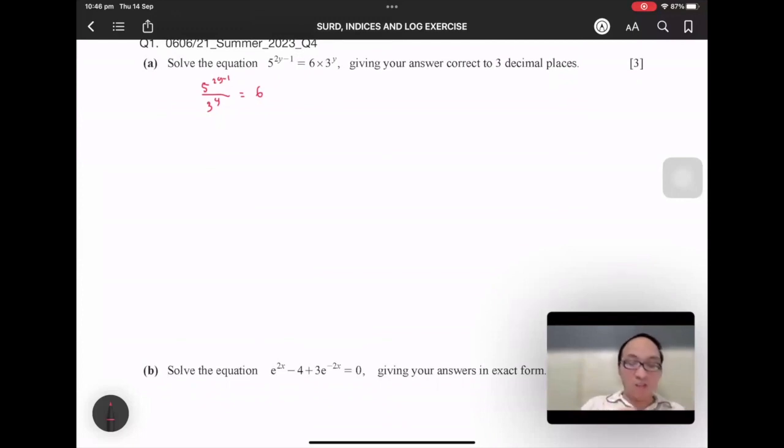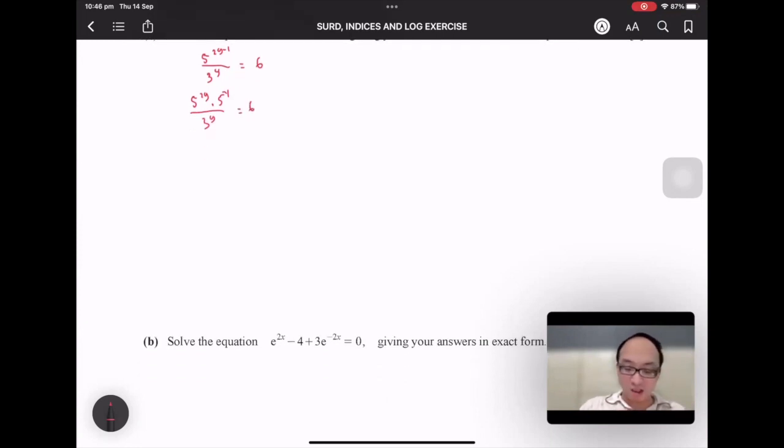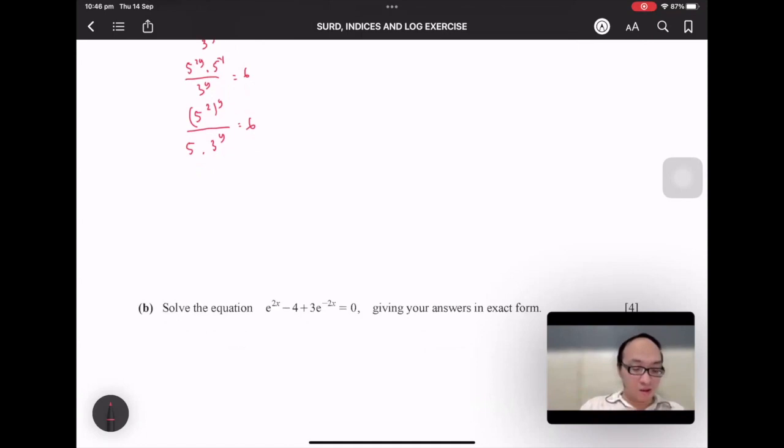And then 5^(2y) minus 1 is 5^(2y) times 5 to the power of minus 1, over 3^y equals 6. So we can rewrite this as 5 squared to the power of y over 5 times 3 to the power of y equals 6. So this is equal to 25 to the power of y over 3 to the power of y.